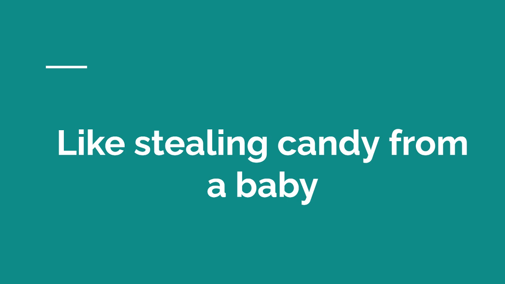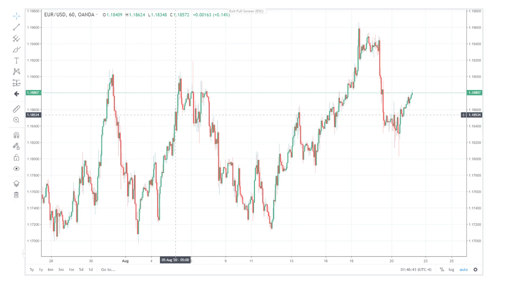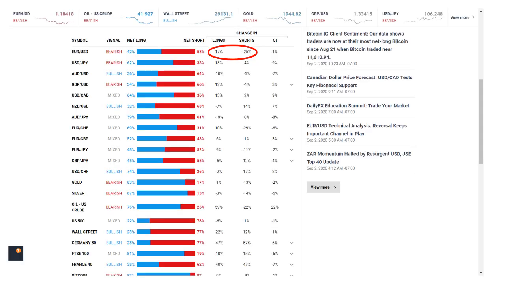Yes, it is that simple. It's like stealing candy from a baby. But just so that you fully understand the concept, let's take a look at a quick example. Here is what price was doing 15 minutes before London Open. That day, if we look at the client sentiment, we see that 17% of traders went long and 25% of traders closed their short positions. That day, we were also given a bearish signal so that you know price will go down during London Open. And next, we want to take a look at the order book.